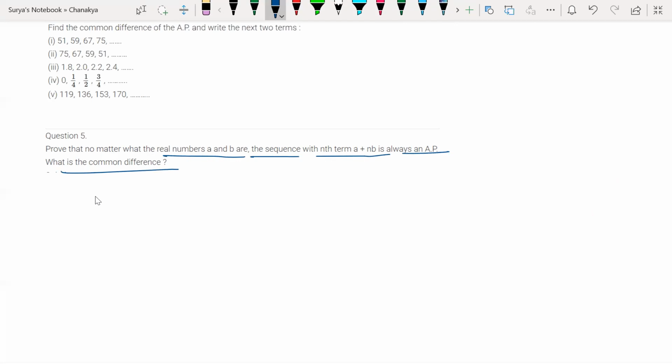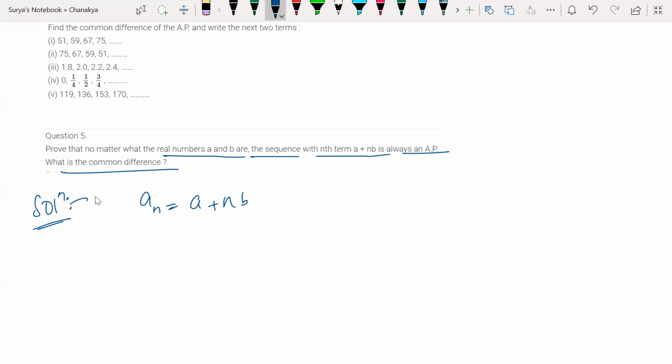What did you understand from the question? Sir, he has given that A and B are in AP, and nth term is A plus NB, always in AP. We need to prove that A plus NB will also be a part of that AP always. So prove that no matter what the real numbers A and B are.